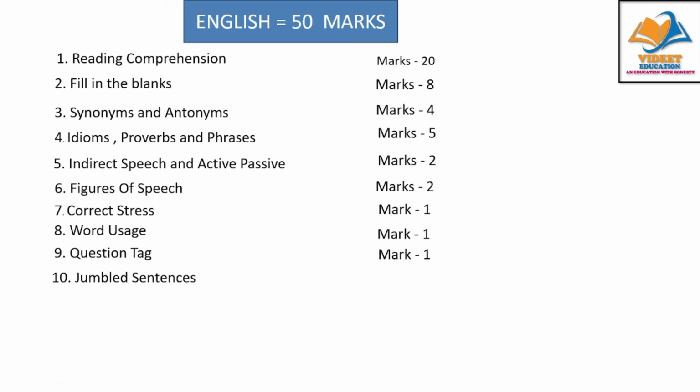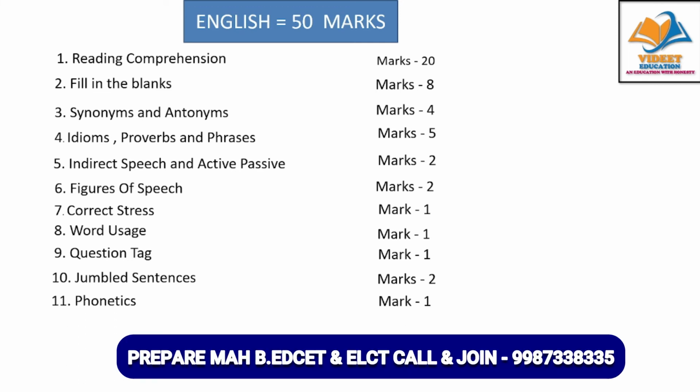Next is jumbled sentences, which carries the weightage of 2 marks. These are sentences and not paragraphs, where the structure of the sentence is changed, to check your grammar skills. Next is phonetics. It carries the weightage of 1 mark. Through questions on homophones or homonyms, they try to test your knowledge of the sound of the word.